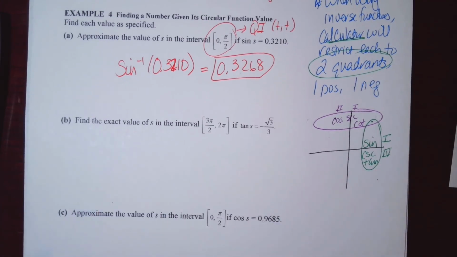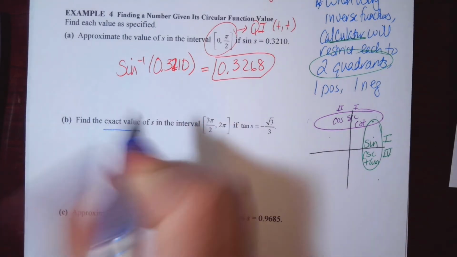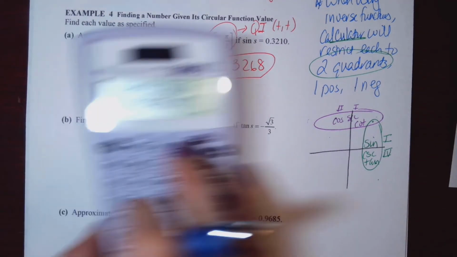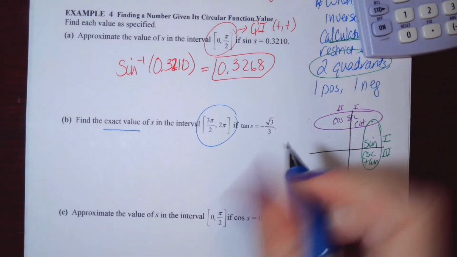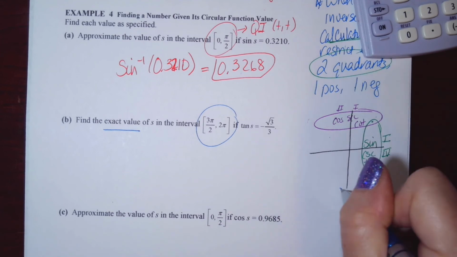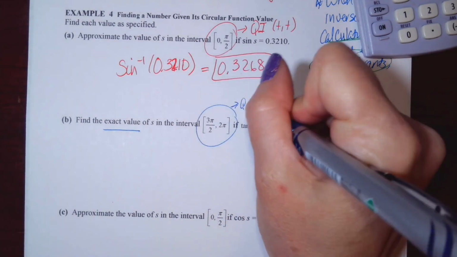Okay, so that's a good introduction to that. Let's move on to B. Find the exact value. So I'm not using my calculator. I'm setting my calculator aside. Find the exact value of s in the interval 3 pi halves to 2 pi. So I'm in quadrant 4.